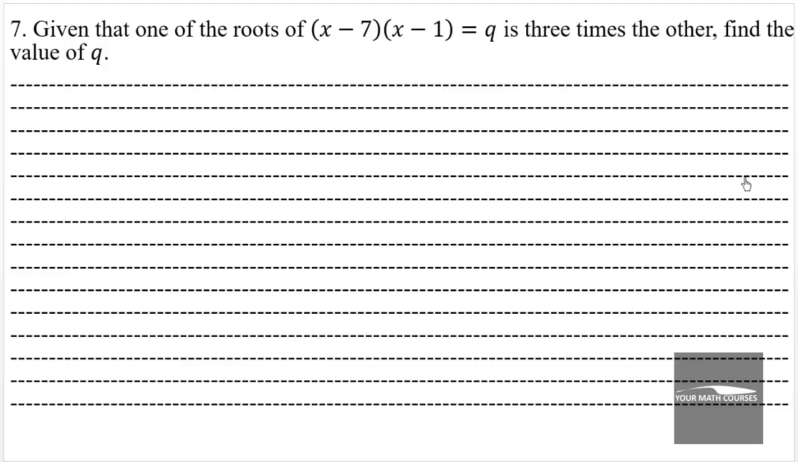Given that one of the roots of (x - 7)(x - 1) = q is 3 times the other, find the value of q. So we apply quadratic equations here. Let's expand. x times x is x squared, minus x. Then we have minus 7x, then plus 7 is equal to q.